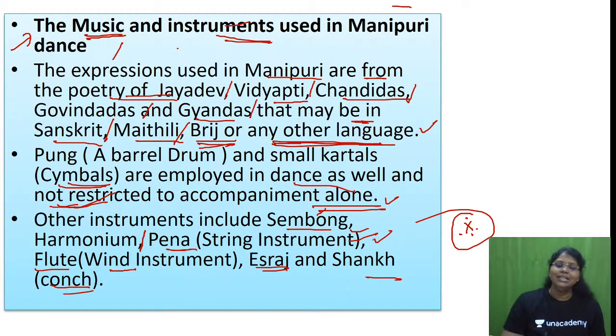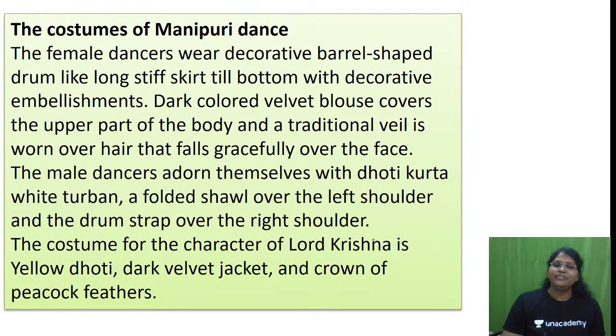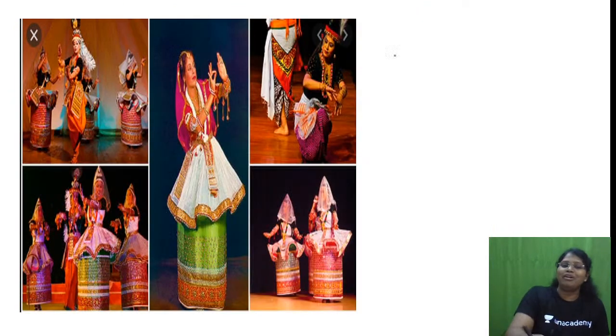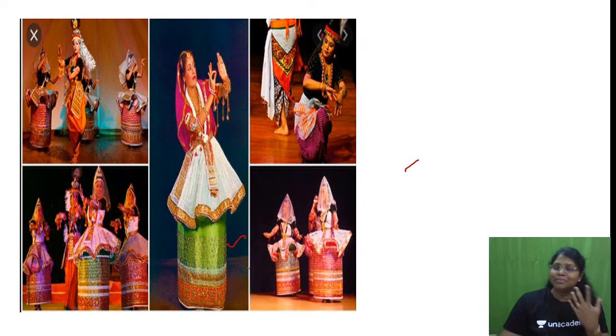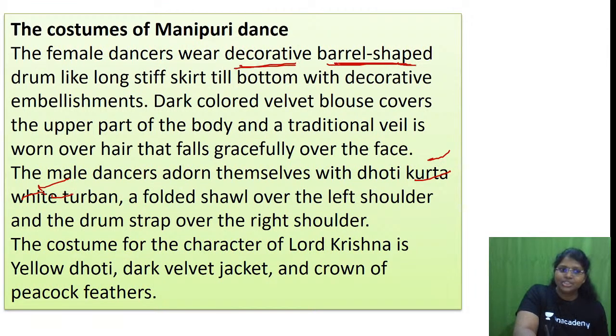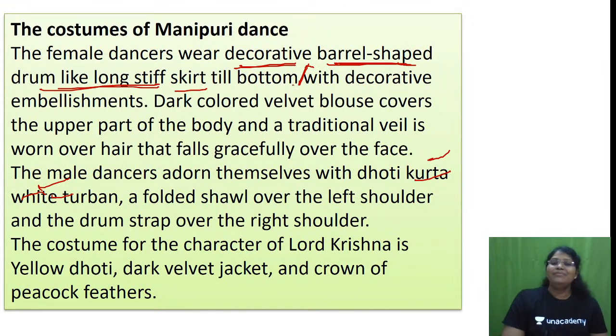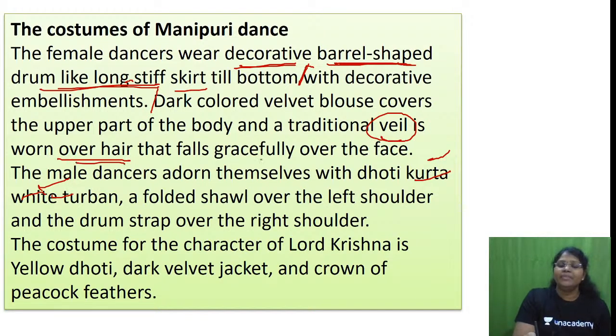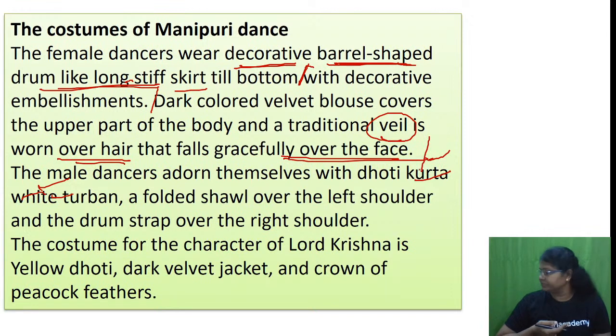Where were you, Ma? So these are the costumes of Manipuri dance. The female dancers wear a decorative barrel-shaped drum-like long stiff skirt down to the bottom. This is the most attractive, I got fascinated by this. See how they wear the drum-like dress and are able to perform. Don't you feel how difficult it is? But that is related to their native culture. You can't even find their legs. With decorative embellishments, a dark colored velvet blouse covers the upper part of the body, and a traditional veil is worn over the hair that falls gracefully over the face. Did we see the veil? Yes or no, Ma?